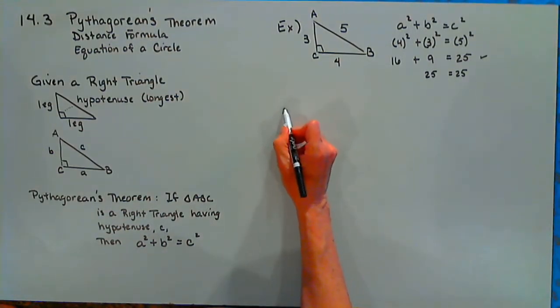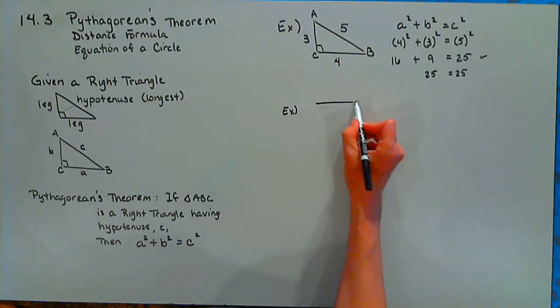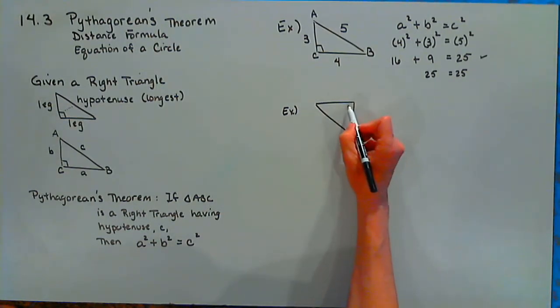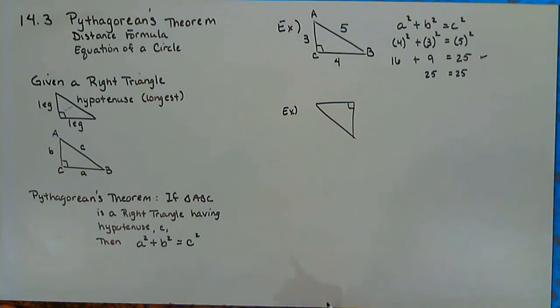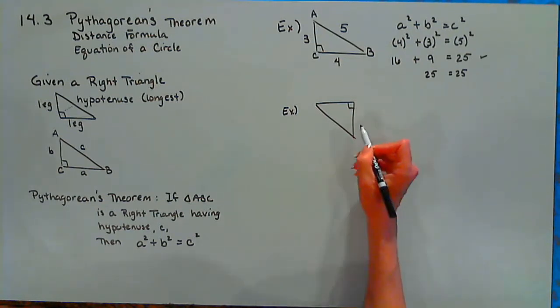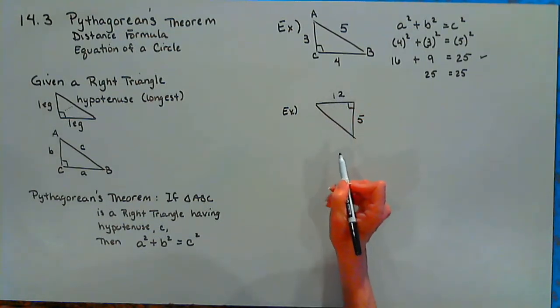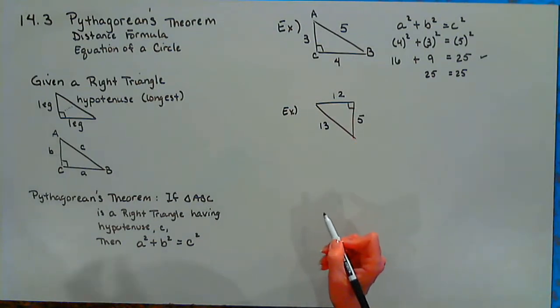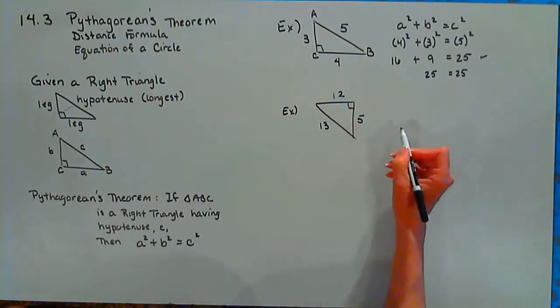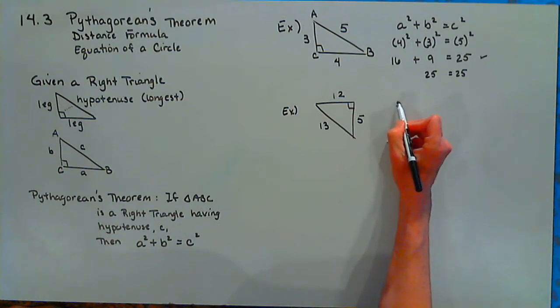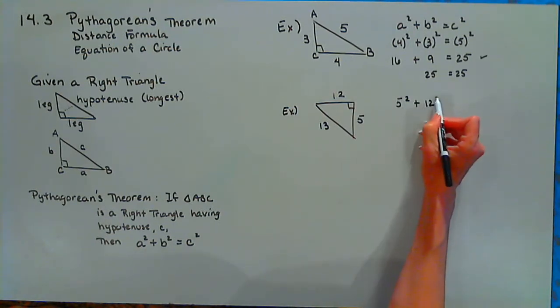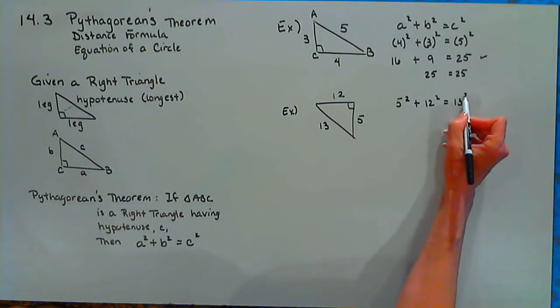I want to give you another Pythagorean triple. Here's our right angle. You cannot assume it's a right angle unless you are told it's a right angle. In this case, I use the symbol. I'm going to tell you that one side is 5 units long, not drawn to scale. One side is 12 units long, and the hypotenuse is 13. So is this a right triangle? It will be if 5 squared plus 12 squared equals 13 squared.